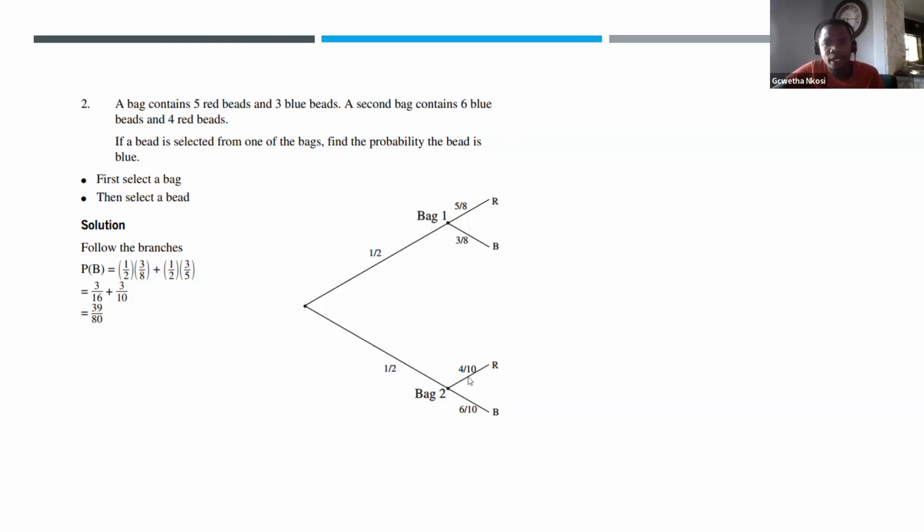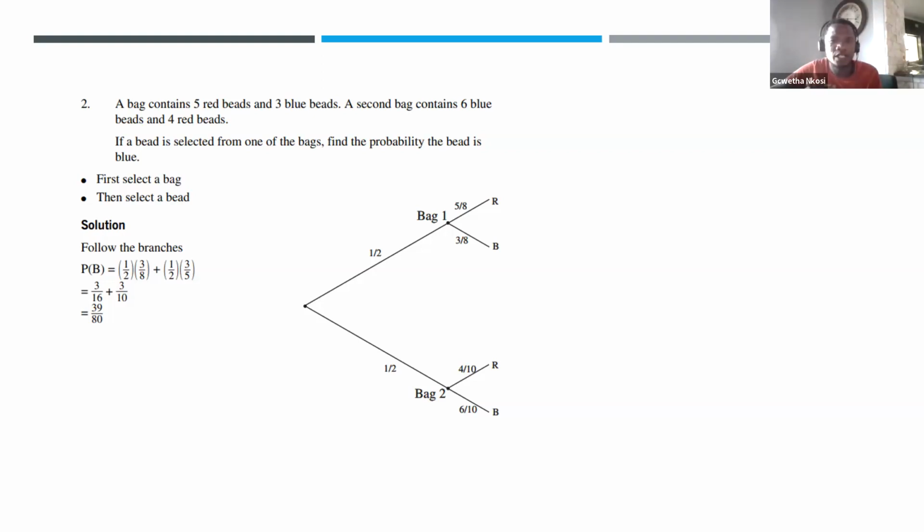Now, in the second bag, I've got how many beads there? 6 plus 4, that's 10. How many are red? 4 are red. 4 of 10, they are red. How many are blue? 6. 6 of 10. Oh, okay. I've got this one. So here are my bags now. This is the tree diagram. I've represented my tree diagram very well now. So now I have to answer the question.